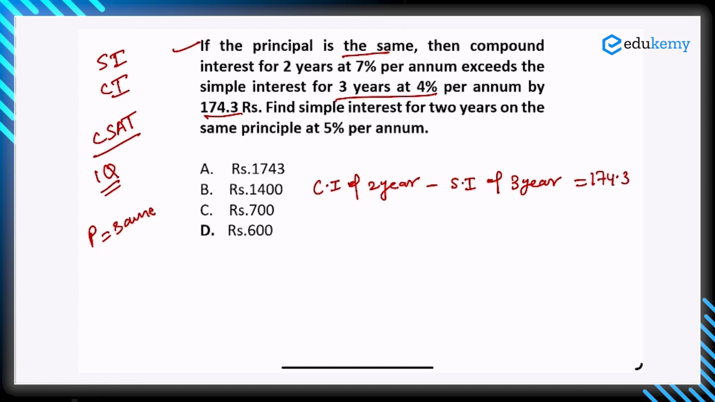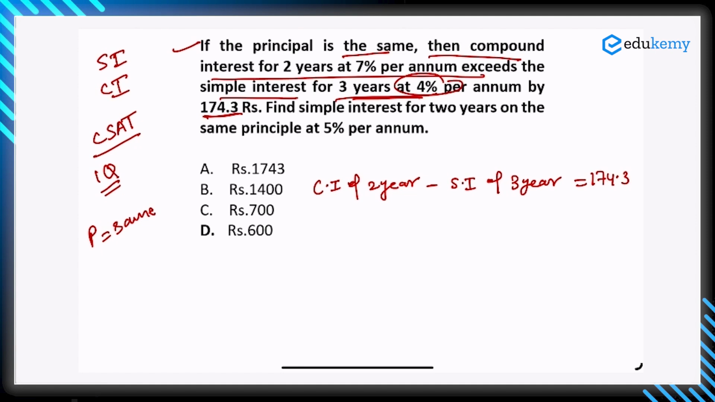यहाँ तक सबको understand है? The question is saying the compound interest of 2 years, the compound interest 2 साल का है at 7% rate, is greater than simple interest of 3 years by 174.3 rupees. This is written in this line. The compound interest at 7% exceeds the simple interest for 3 years at 4% per annum by 174.3 rupees. So this is given here.